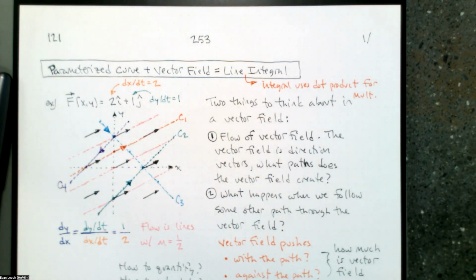So think of the path C4. Notice that the path C4 is being pushed against by the vector field because it's going to the left, and it's pushing against the vector field because it's going down. It's not the exact opposite of the vector field, but it is opposing the vector field. The vector field is pushing against this path.